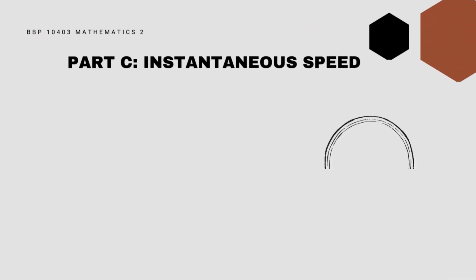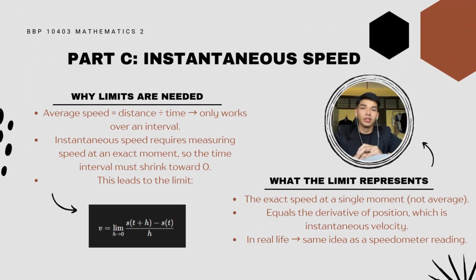Alright, for part C, my real world application is instantaneous speed. We normally calculate speed by dividing distance by time, but that only gives average speed over a time interval. Instantaneous speed, however, is the speed at a specific moment. To find this, we must make the time interval smaller and smaller until it approaches 0. This idea directly requires limits. So the limit represents the exact speed of an object at a single moment. Mathematically, it is the derivative of the position function.